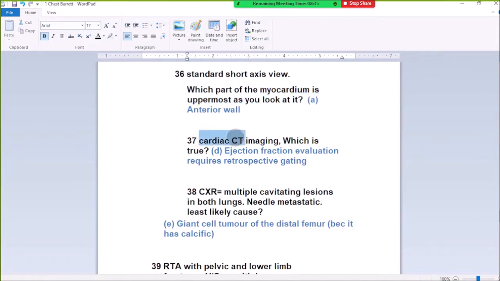Question number 37. Cardiac CT imaging. Which is true? Ejection fraction evaluation requires retrospective gating. In cardiac CT imaging, ejection fraction evaluation requires retrospective gating.